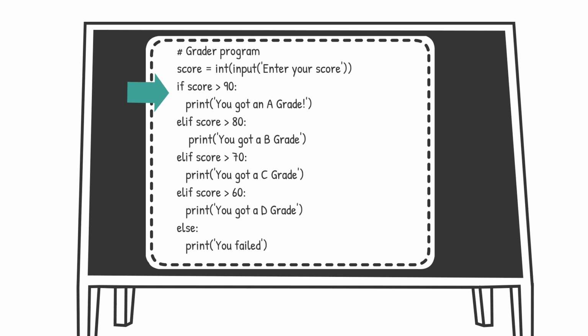Otherwise, the program of execution executes only one block, that is, either the first if block or one of the elif blocks based on which conditional turned out to be true. So the conditionals are evaluated in order. First it checks if the score is greater than 90. If false, then it checks if the score is greater than 80. And if it is, it goes into that block. And if it is false, then it checks if the score is greater than 70, and so on and so forth.